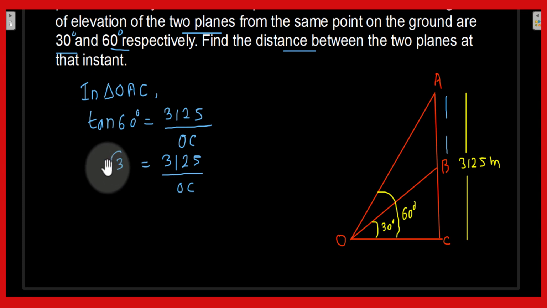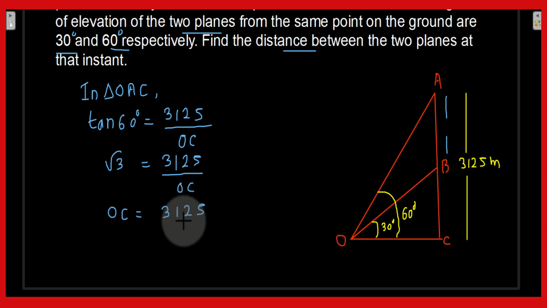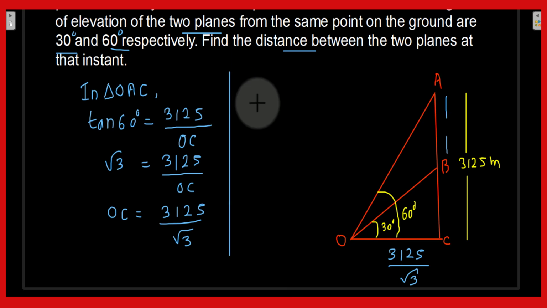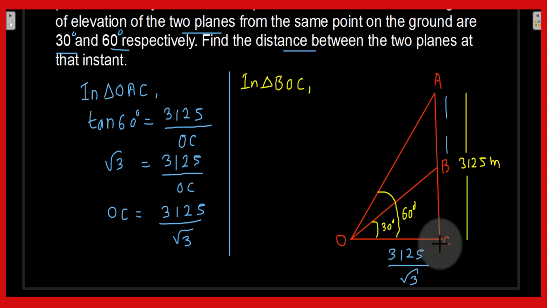So take OC to this side and root 3 to this side. So OC is equal to 3125 upon root 3. Here we have got the length OC, that is 3125 upon root 3. Now I solve the next one. So we will take this another triangle, triangle BOC. So in triangle BOC, tan 30 is opposite upon adjacent.